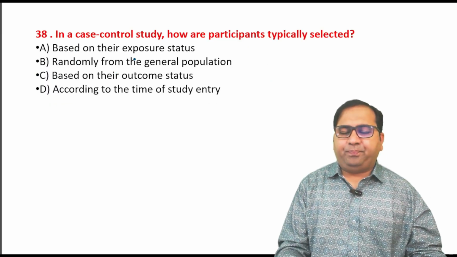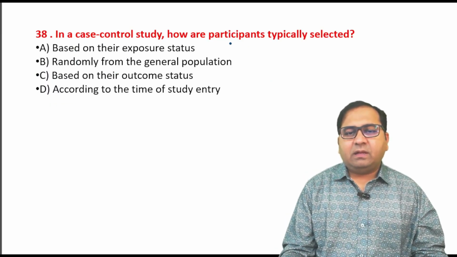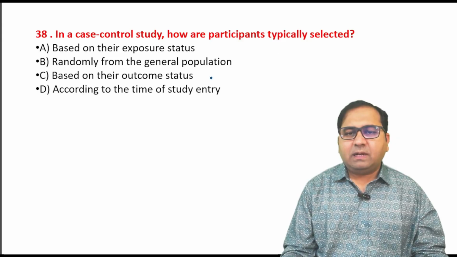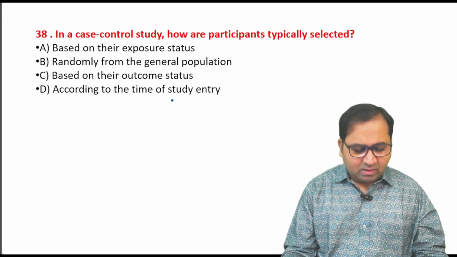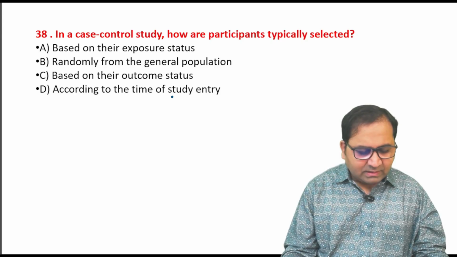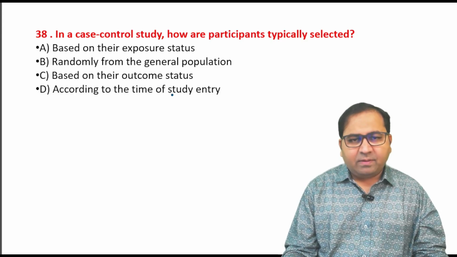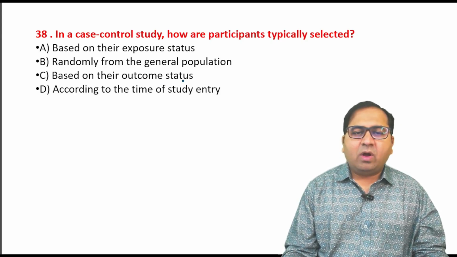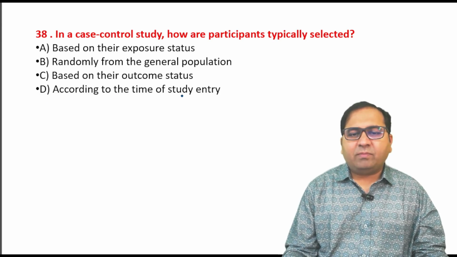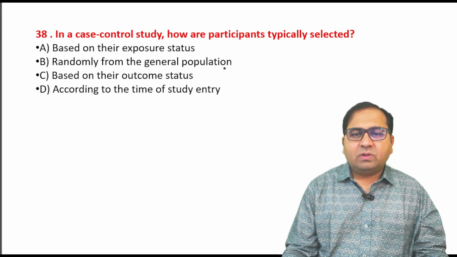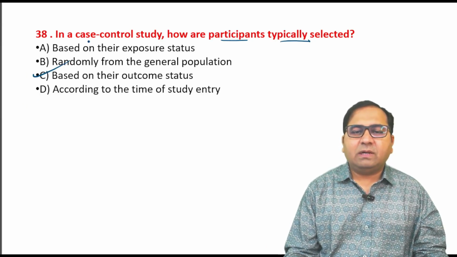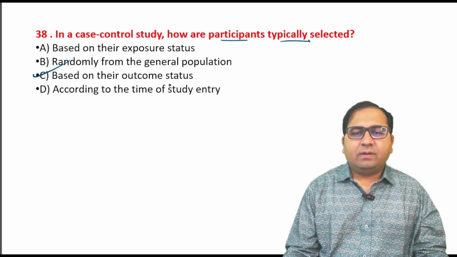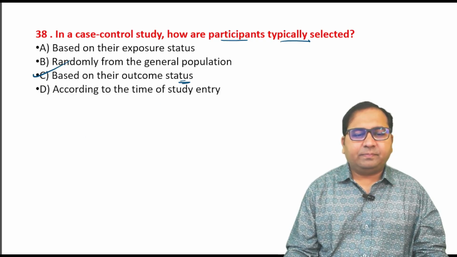Next question. In a case control study, how are the participants typically selected? The options are A. Based on their exposure status, or B. Randomly from the general population, or C. Based on their outcome status, or D. According to the time of the study entry. So how are the participants selected over here? They are selected based on the outcomes. Based on the outcome status, you select the participants. Okay. Please remember this answer.